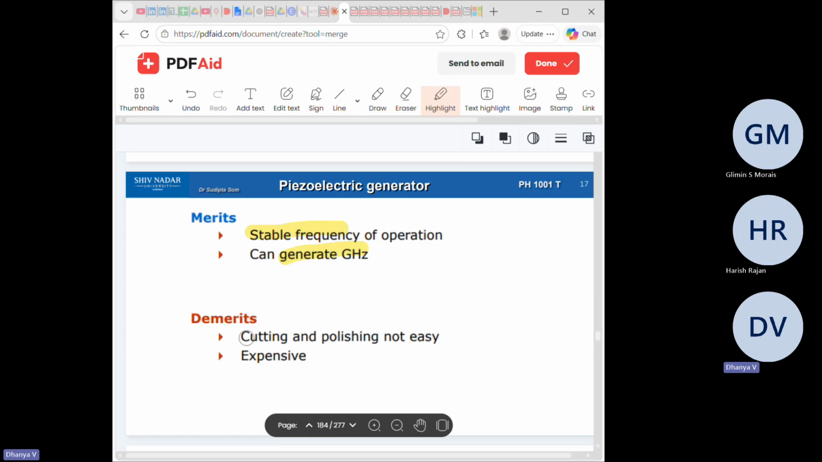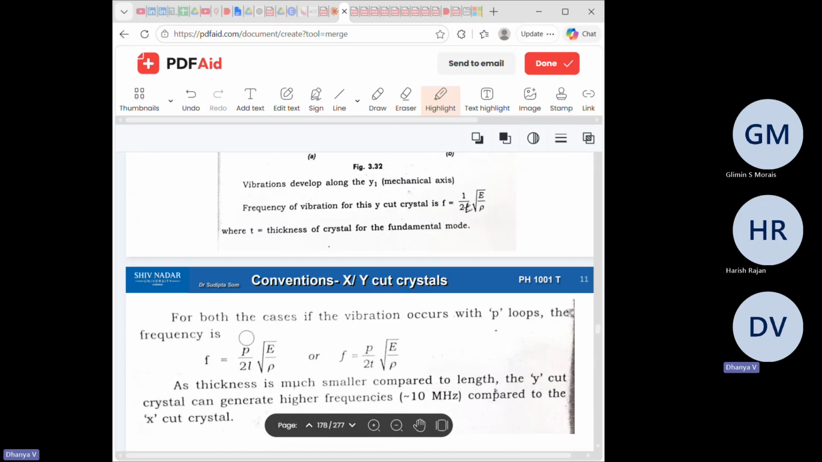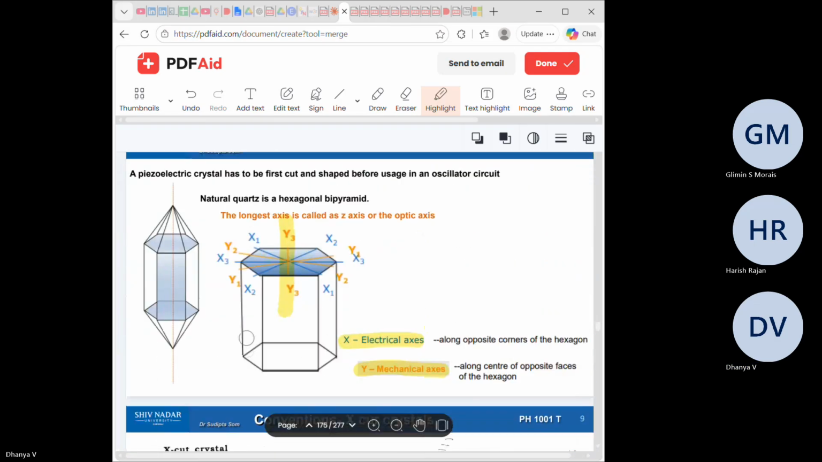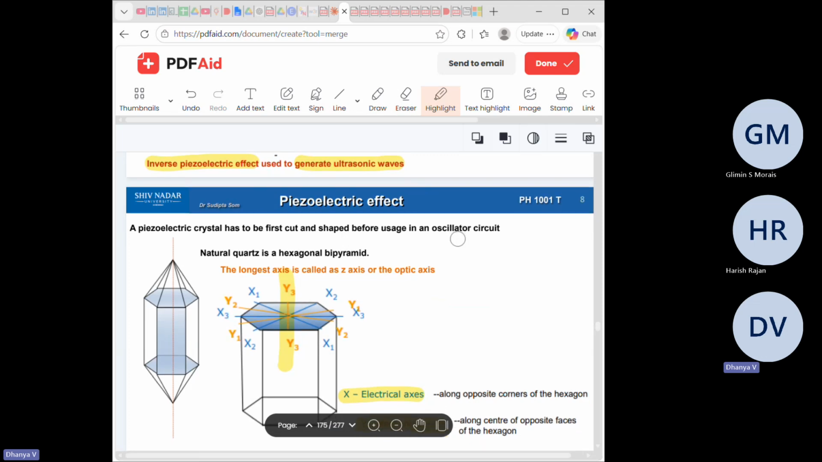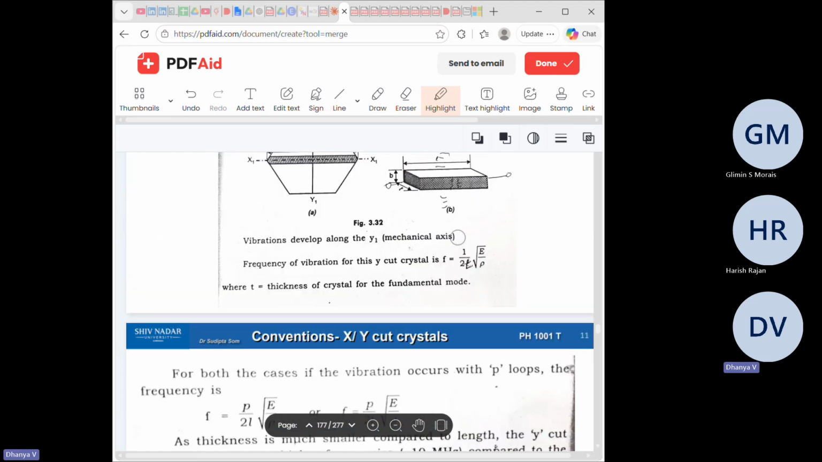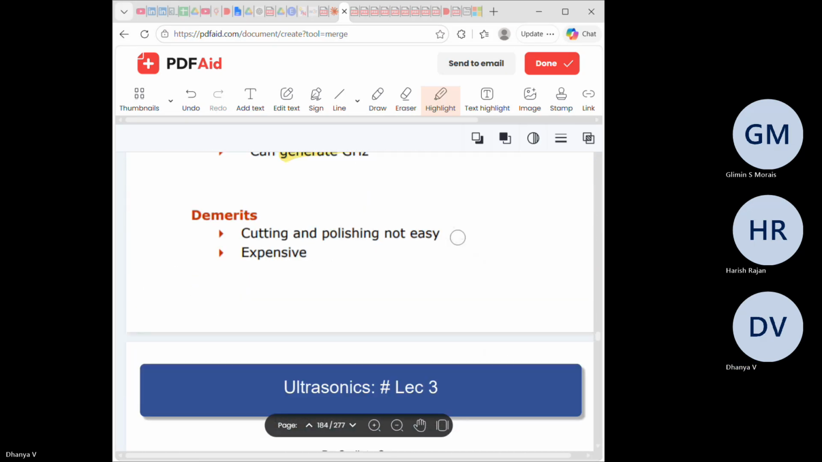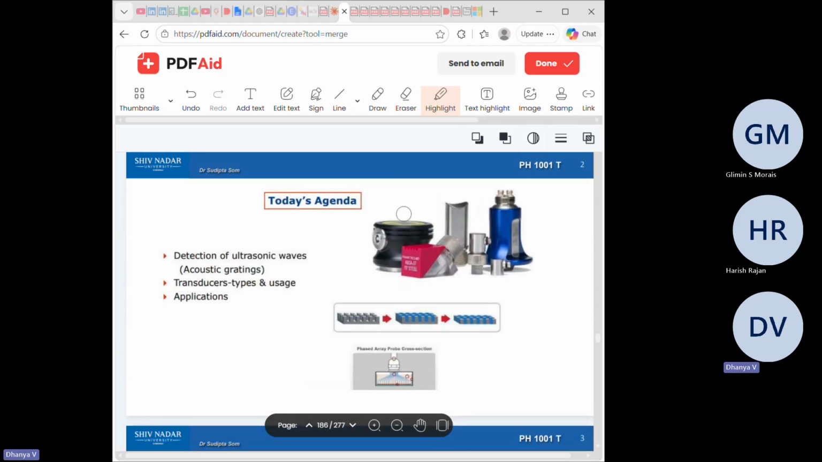Demerits are polishing and cutting. I told you that your piezoelectric crystal has to be polished. It has to be first cut and shaped before using it in the oscillating circuit, so it has to be perfect. You need to do all of the cutting and shaping beforehand, so that is slightly more expensive, and the cutting and polishing is not really easy. So that's a big part.